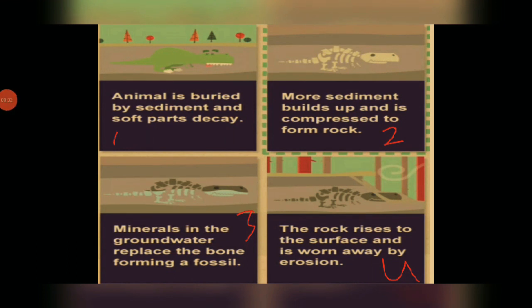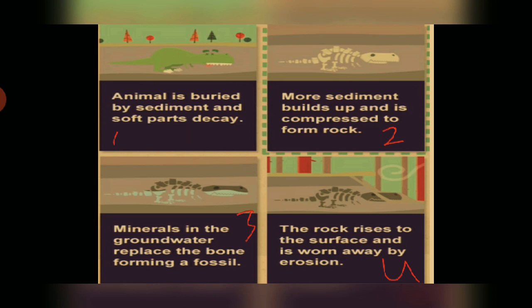So now we discuss how fossils are formed step by step. Normally it is very rare for living things to become fossilized. Before that, I just want to say what fossilization is. Fossilization is the process in which an organism is converted into a fossil. So this is the fossilization process I will discuss.